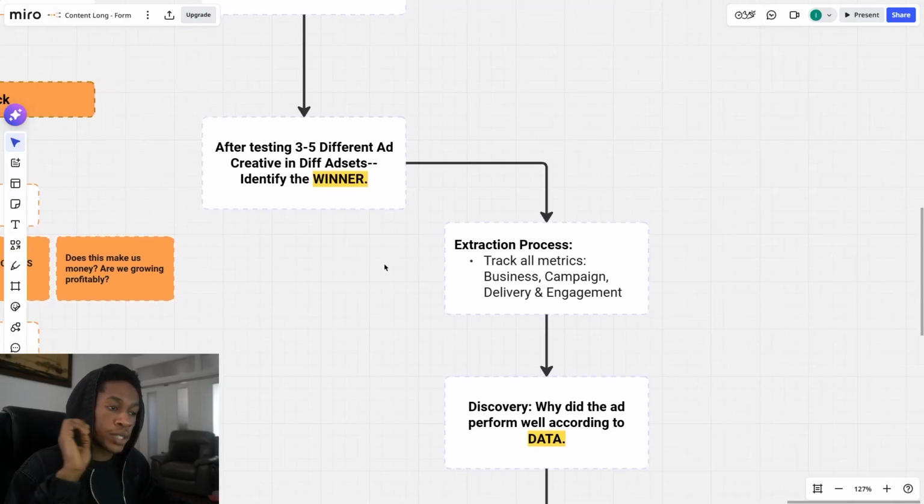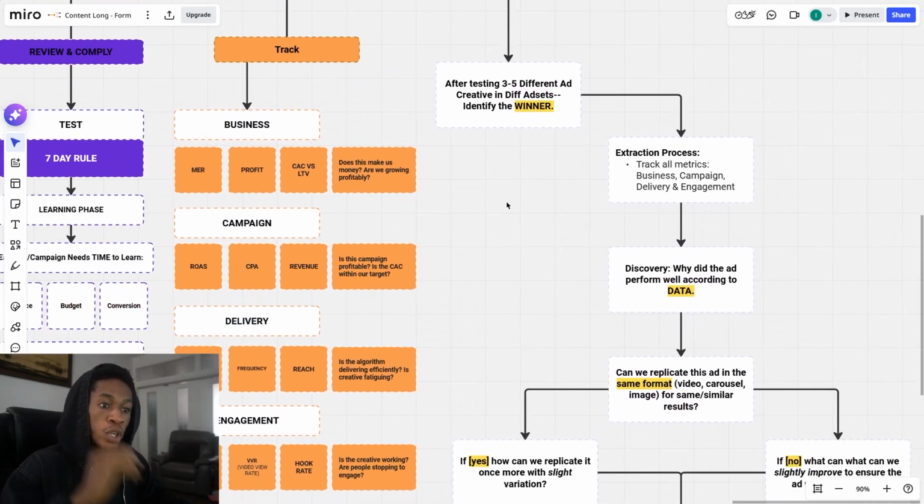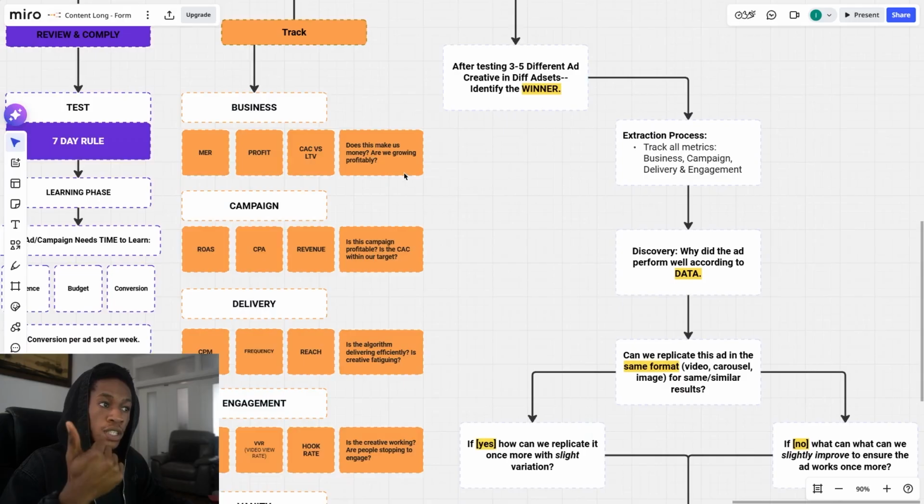And then from that, we do an extraction process. The extraction process is tracking all metrics: business, campaign, delivery, and engagement, okay? Because we look at the creatives that did well and we track these 4 metrics. So, is the ad making us money? Are we growing profitably? Is this campaign profitable? Is the customer acquisition within our target? Is the algorithm delivering efficiently? And is the creative working?